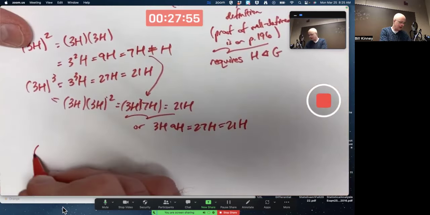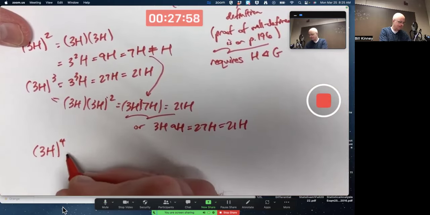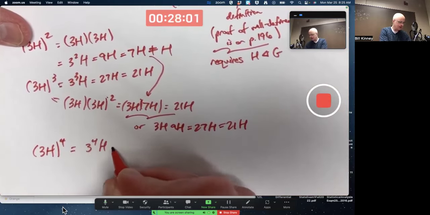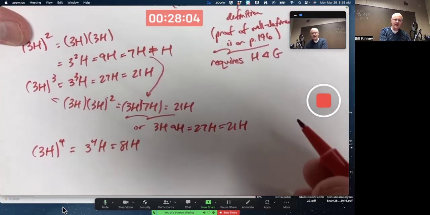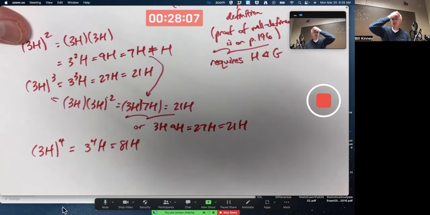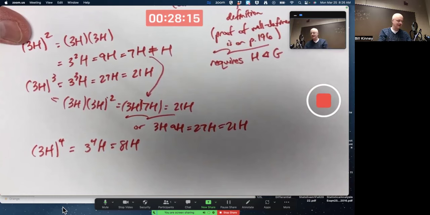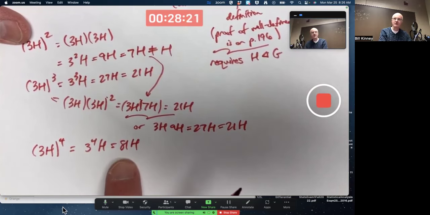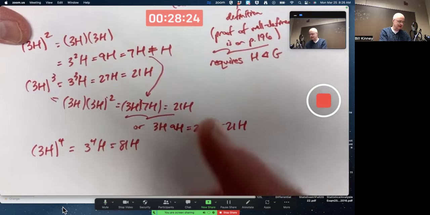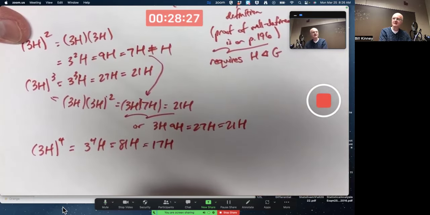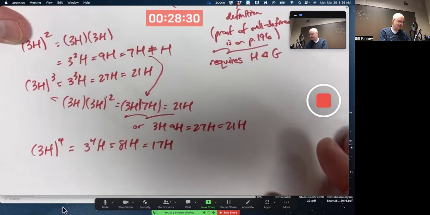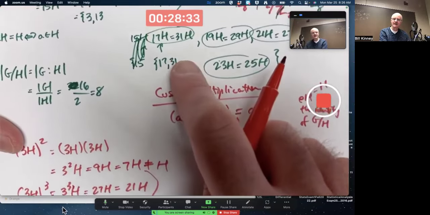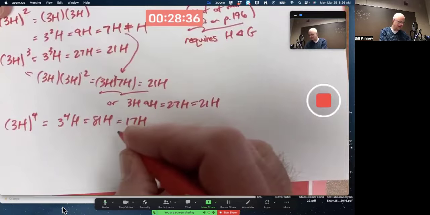How about 3H to the 4th power? I could do that as 3 to the 4th H, 81H. 81. That's not an element of U32. How do I deal with that? Mod it by 32. This 3 to the 4th is done in U32. Mod 81 by 32. 32 goes into 64. This would be the same as 17H. Done. That's an element. 17H. I did mod 32 there.